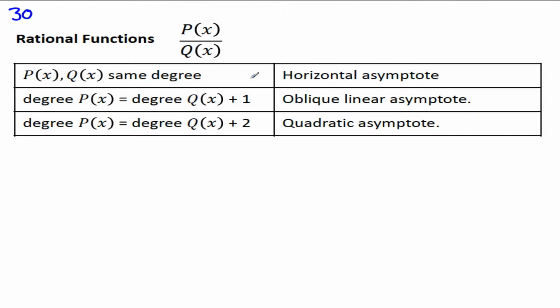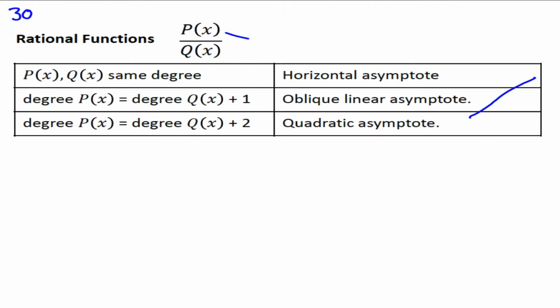You see here, if we've got a degree that is bigger on the top than the bottom, you're going to get an oblique linear asymptote. So that means a linear asymptote on an angle, maybe like that. And the last one there, if it's greater than the degree on the bottom by 2, we get some sort of quadratic asymptote where the function will work around an asymptote which is a quadratic function.